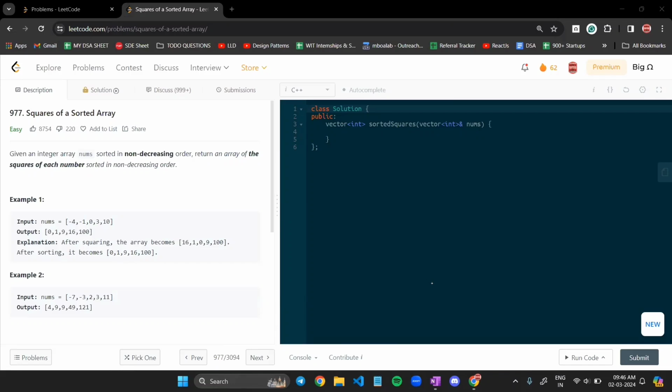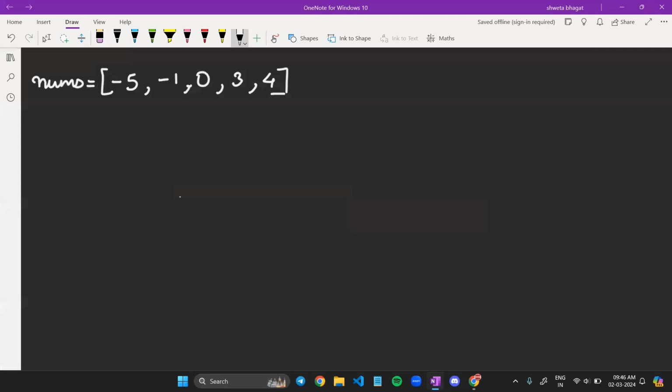Hey everyone, today we are going to solve the daily LeetCode challenge of 2nd March 2024, and the problem statement is squares of a sorted array. So let us first understand the problem statement.